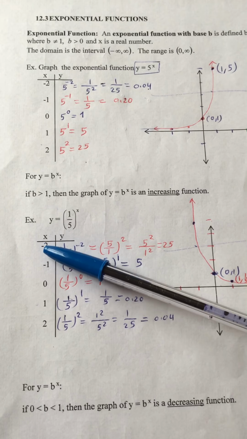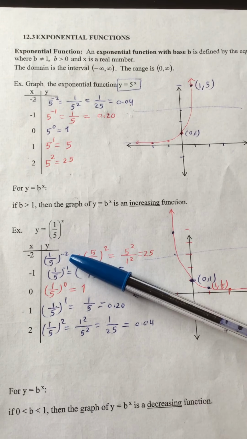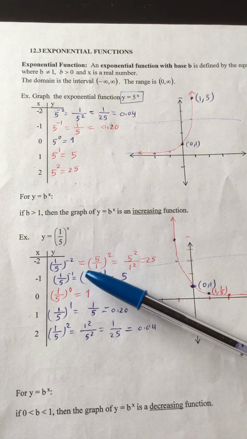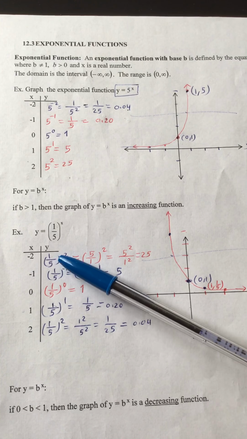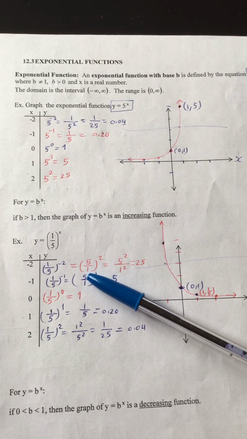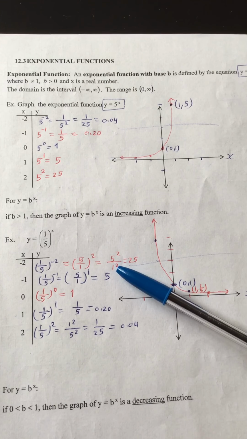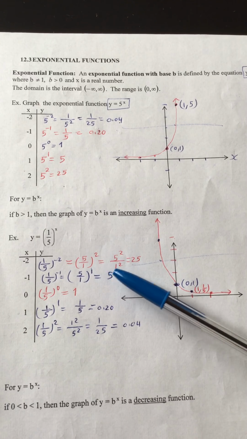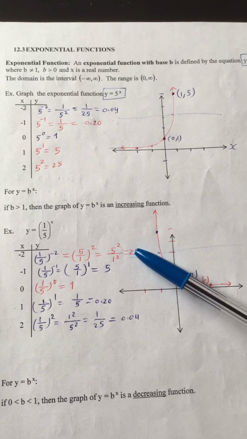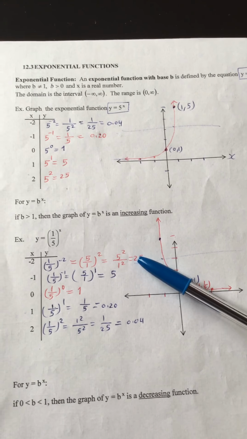So here if x equals -2, 1/5 to the -2, by the properties of negative exponents, flip this fraction, so we get 5 over 1, then change negative to positive. So we have 5 over 1 squared, which means 5 squared over 1 squared. Each factor is raised to the power 2. 5 squared is 25, over 1 equals 25.